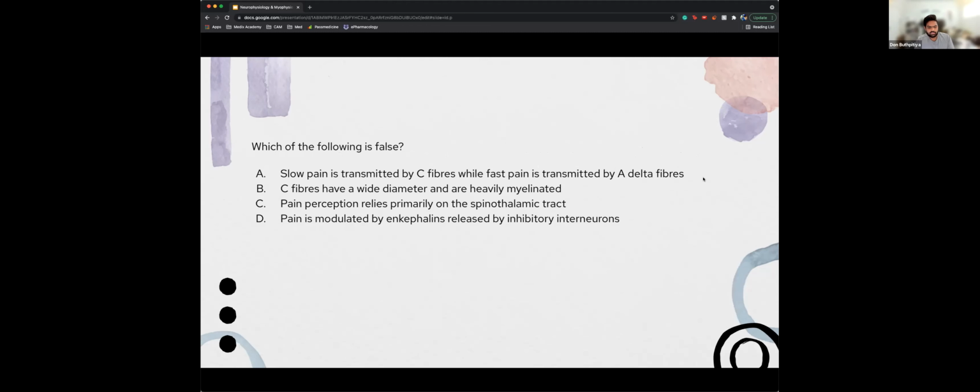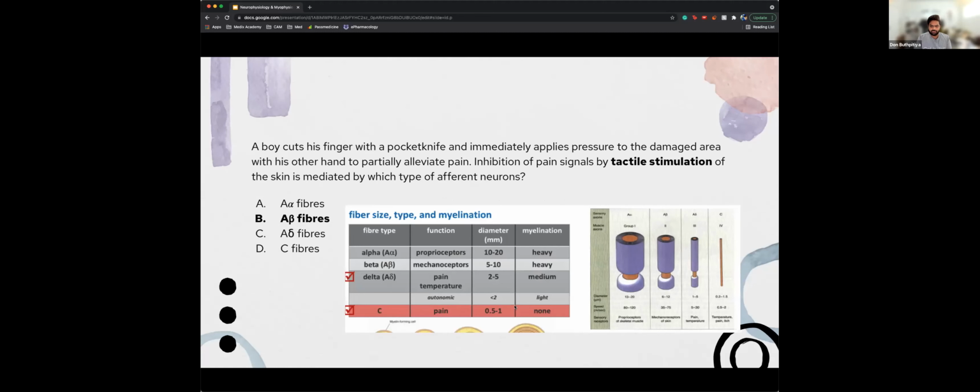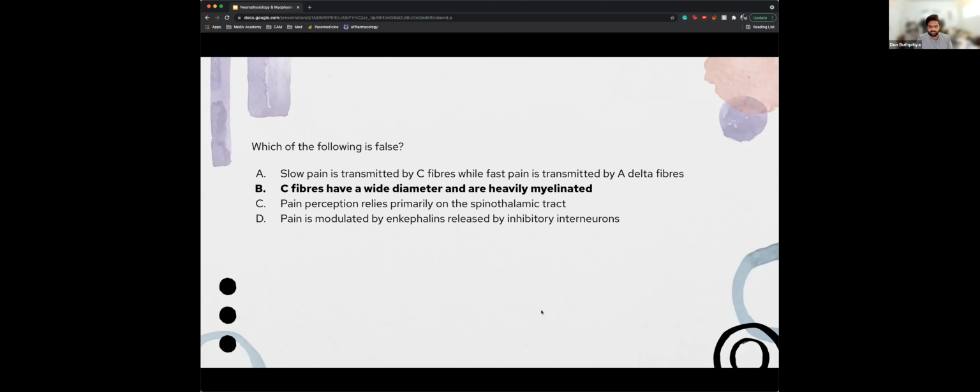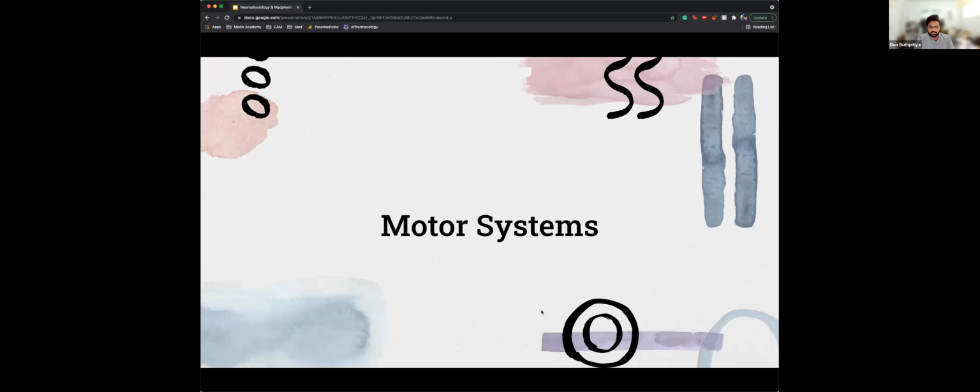Now, I think this is the last question, but which of the following is false? Yeah, it's going to be C. B, yeah, with the C fibers. C fibers have a wide diameter and are heavily myelinated. If you just go back one slide, remember, C fibers don't have a wide diameter. They're pretty small and they are not myelinated at all, okay? So that's why it's going to be B. Cool.